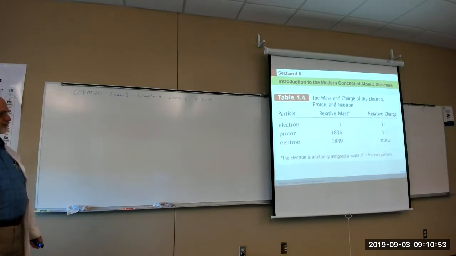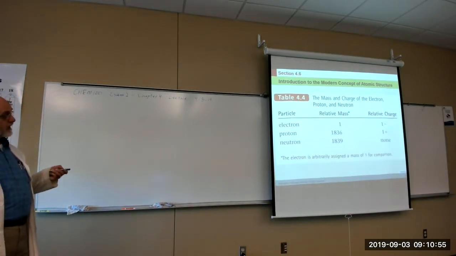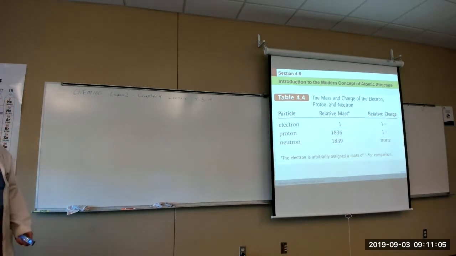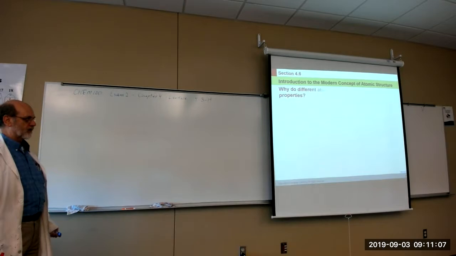Okay. So there's a relationship. If the electron is relative mass 1, the proton is 1,800 times heavier, and the neutron is similar, 1,800 times heavier. So the electron is virtually weightless.